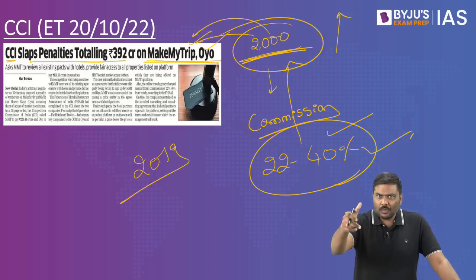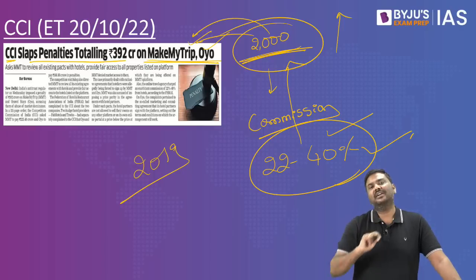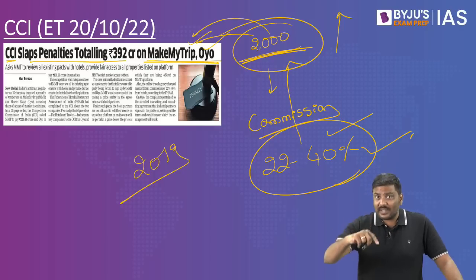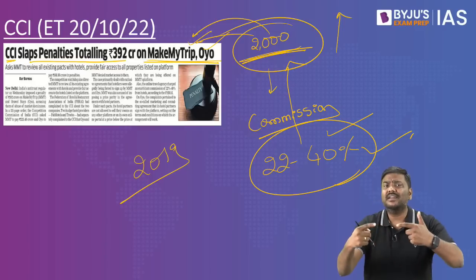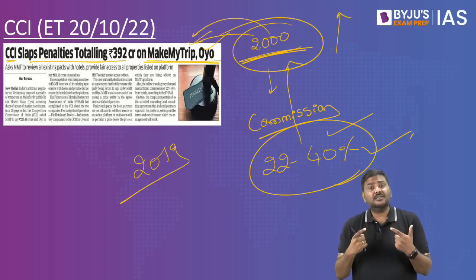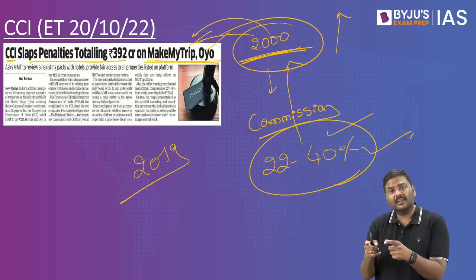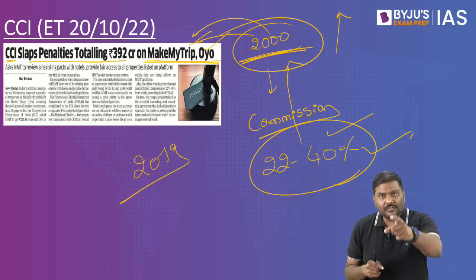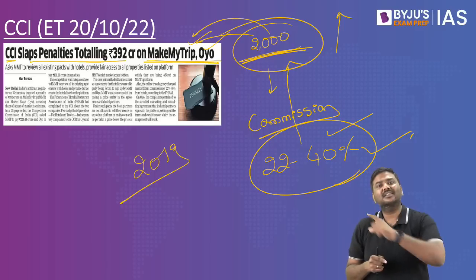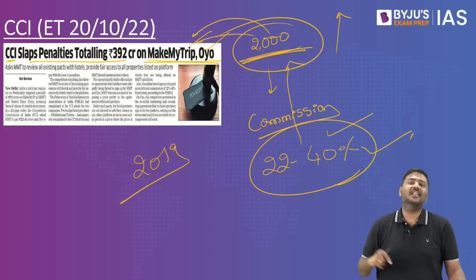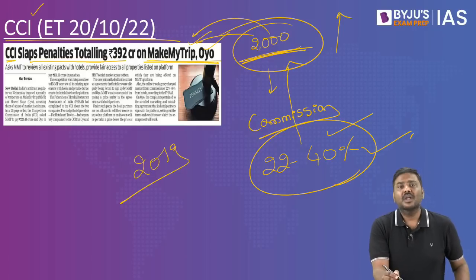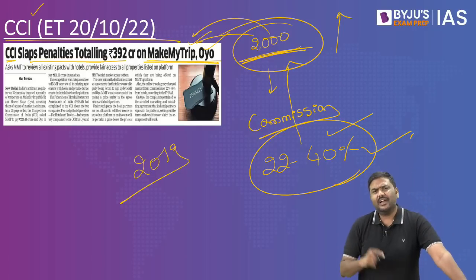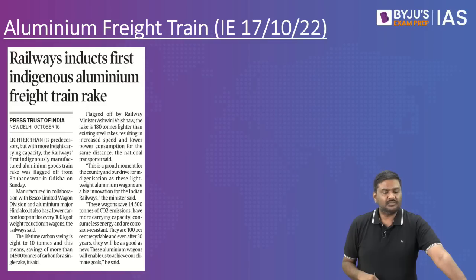That is Go IBBO, OYO, as well as Make My Trip. And in fact, it has gone one step ahead and told these companies, please review your practices. You cannot have these kind of agreements. These are unfair. Review your practices and rework the agreements that you have with other hoteliers as well. So this is the gist of the article provided here regarding Competition Commission of India imposing penalties.